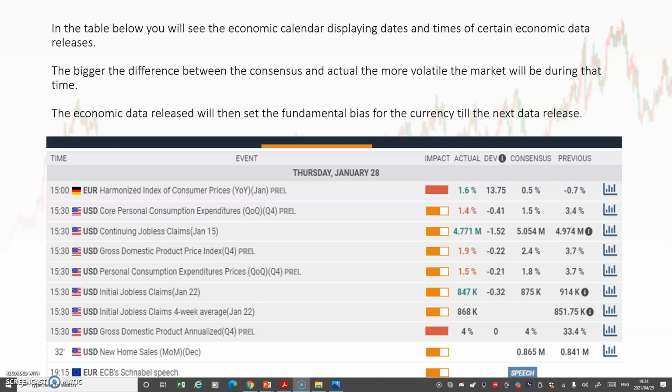And also these economic data releases will obviously set the fundamental or market bias for the upcoming movement. So if the GDP increases, that obviously will show you that the demand for the currency will increase as well. As the currency is getting stronger, the economy is doing good.